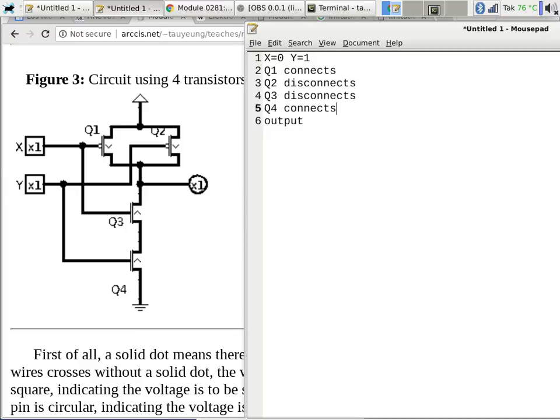This time you make a left turn because you want to make sure that we don't have a path to go to ground. Because if you have a path to go to supply voltage and you have a path to go to ground, we have a problem. Why do you think that's a problem? It's a short circuit. What happens when you have a short circuit?